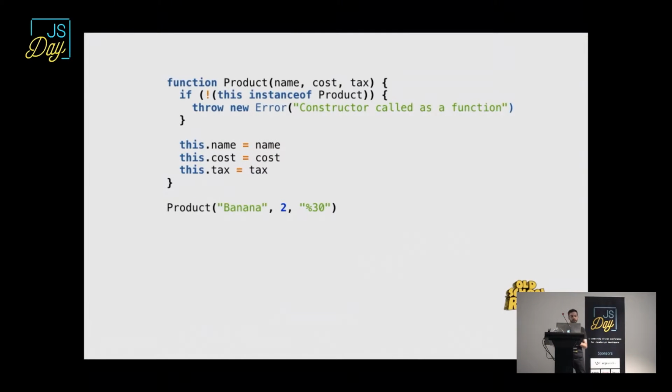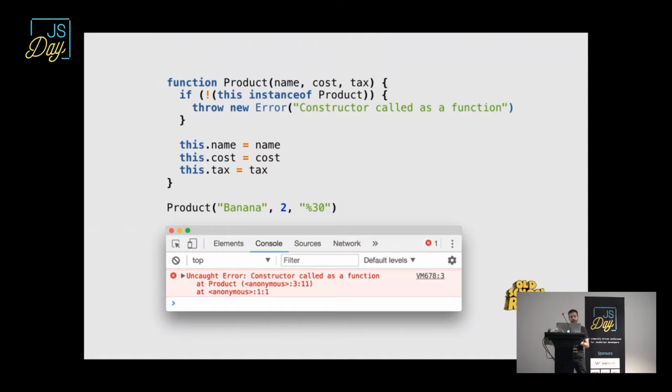And also, if you look at very old code, if you are an old programmer, you probably see something like this. They try to make sure that this is an instance of the constructor that you are defining at that moment. So this is old code. And if you just try to call product without a new, you see that exception, that error. It's just to make sure that you don't pollute the global scope.